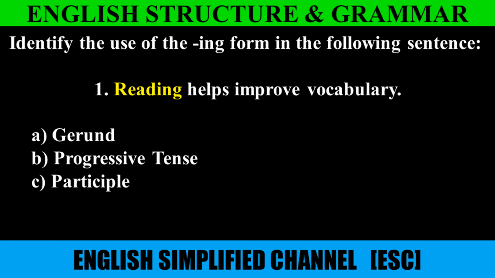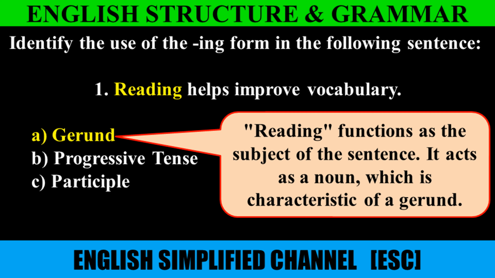Alright, here are some multiple choice questions to test your understanding of whether the ing form is used as a gerund, in the present progressive tense, or as a participle. 1. Identify the use of the ing form in the following sentence. Reading helps improve vocabulary. A. Gerund. B. Progressive tense. C. Participle. Answer: A. Gerund. Explanation: reading functions as the subject of the sentence. It acts as a noun, which is characteristic of a gerund.